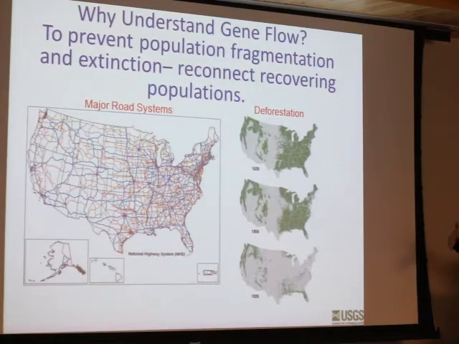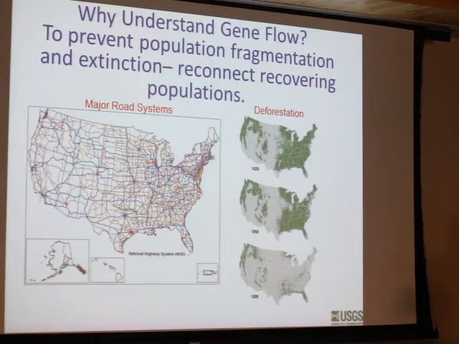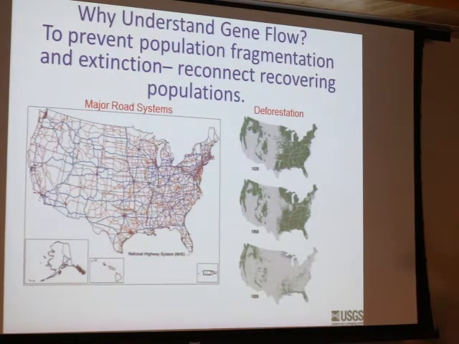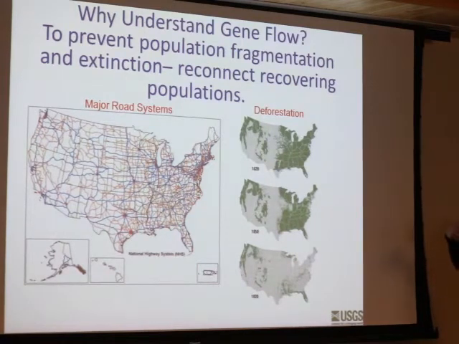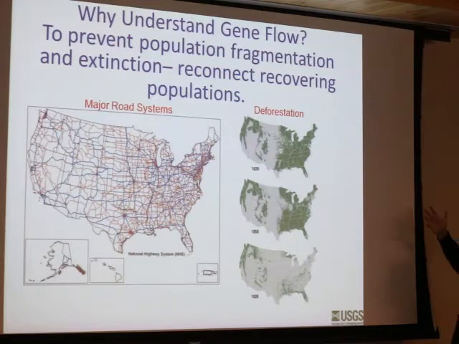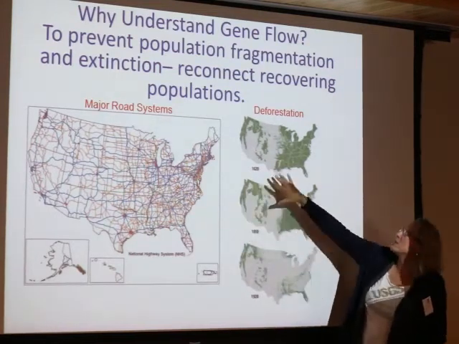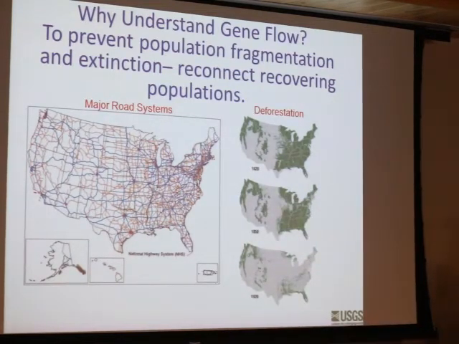Now, of course, the other side of that, in terms of not trying to disrupt a disease spread, is actually trying to reconnect or keep different populations connected. And so we have a lot of effects that are going on. These probably aren't new to you, but major road systems and deforestation are both some big issues that a lot of wildlife populations are facing.